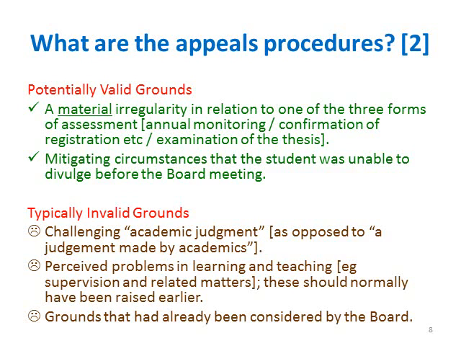What grounds are typically not valid? There are three. One is challenging academic judgment. I've said that as opposed to a judgment made by academics. What this means is that if a student simply does not agree with the outcome, if, for example, they think that their thesis should have been awarded a PhD with only minor amendments, the fact that they disagree with the judgment that they should have major amendments is not a valid ground for appeal.